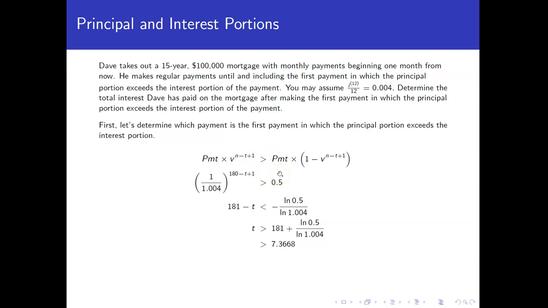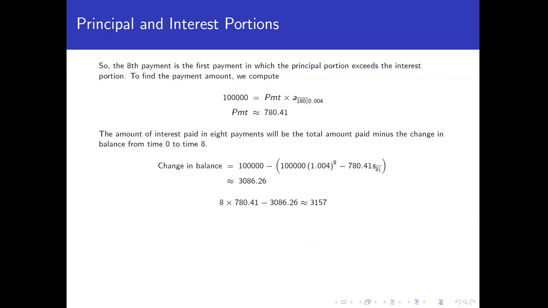So really we want to know the total amount of interest that's been paid in the first 8 payments. To do that, we need to figure out what the payment amount is. The payment amount we'll just calculate using either the time value of money buttons on the calculator or using our present value formula like I have here. And you'll get the amount of each payment. It should be $780.41.